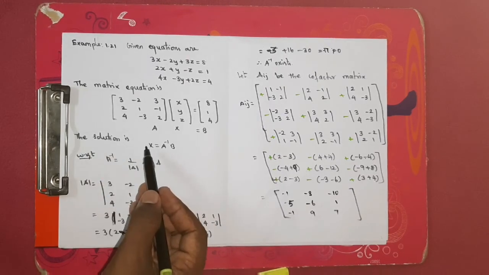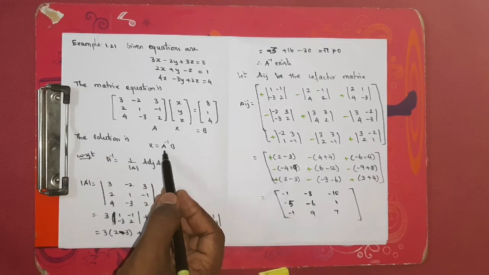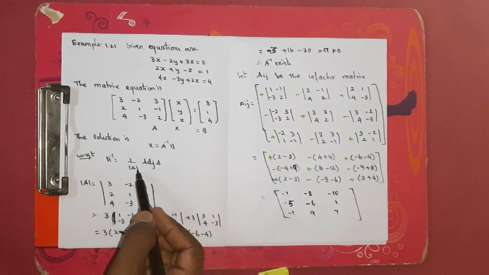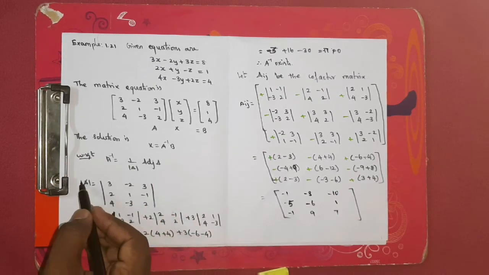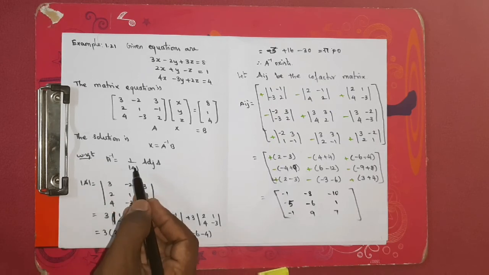Therefore the solution is going to be x equal to A inverse B. We know what is A inverse. A inverse is 1 by determinant of A into adjoint of A. So the determinant of A value we need to find first.